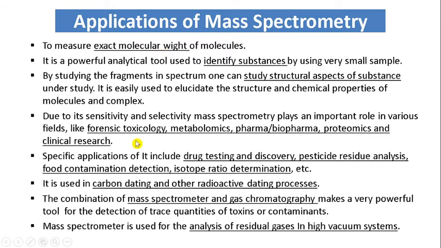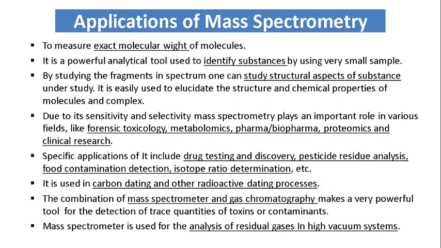Due to its selectivity and sensitivity, mass spectrometry plays an important role in various fields like forensic toxicology, the pharmaceutical sector, and clinical research also. Its applications also include drug testing and drug discovery, pesticide residue analysis, food contamination detection, and isotope ratio determination. It is also used in carbon dating and other radioactive dating processes.